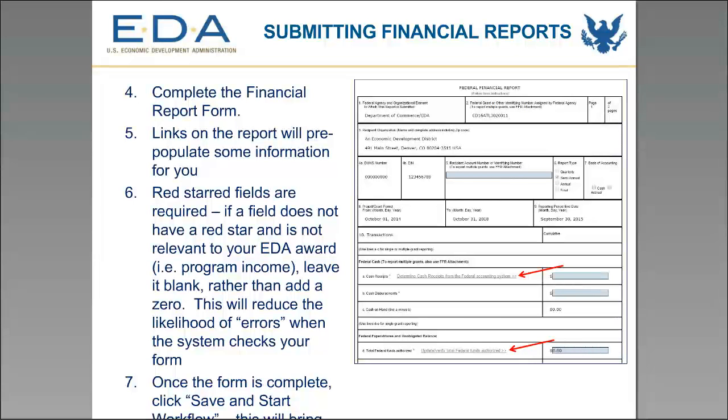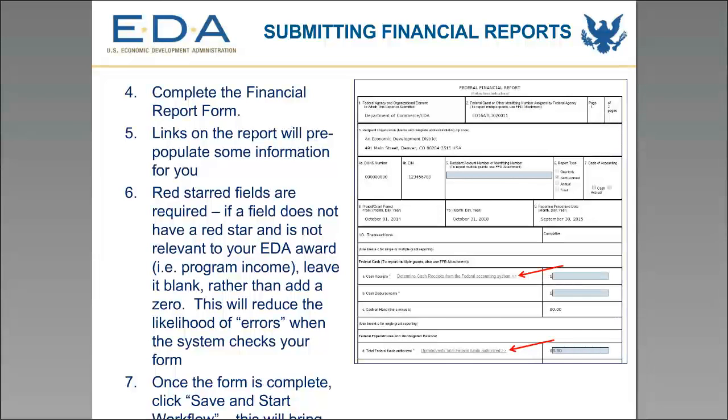If there is a particular field on the report that is not relevant to your award and not red starred, not required, we highly recommend that you leave it blank rather than add a 0. The form does have some internal logic checks, and for some of them, if you enter 0 for every field that's not necessary, you'll violate some of those logic checks. So if it doesn't apply to you, I recommend that you leave it blank rather than add 0.